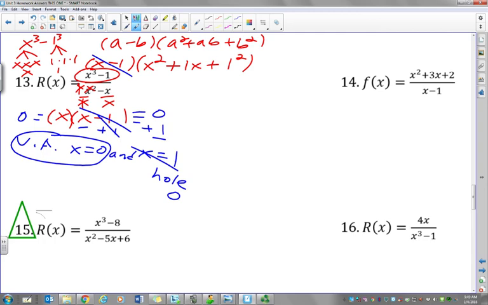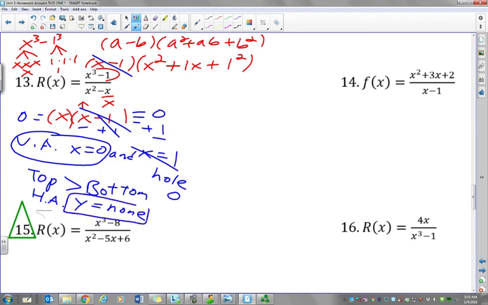Now for the horizontal asymptote, we'll do this again in class, don't worry. Since the top is greater than the bottom, for the horizontal asymptote you would just say that y is equal to none. There is no horizontal asymptote. The reason why is it's actually a slanted asymptote. We'll teach you all this again because we only barely went over it just before break. So we'll do this whole lesson today, don't you worry. So that would be none.